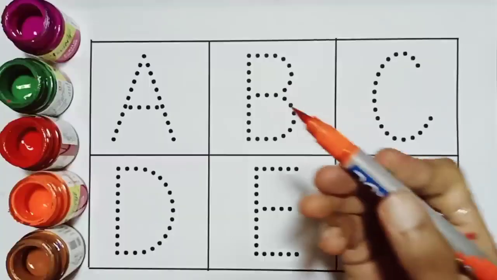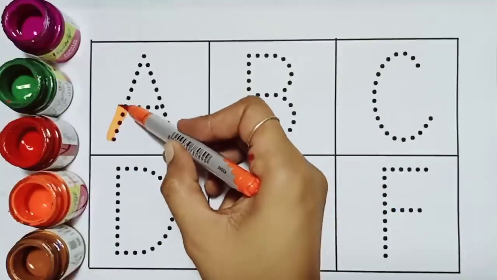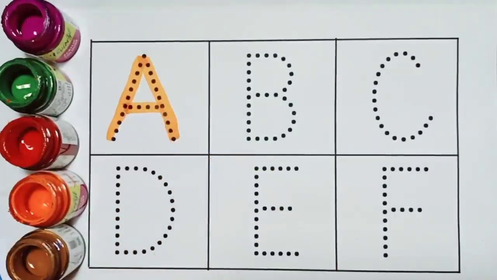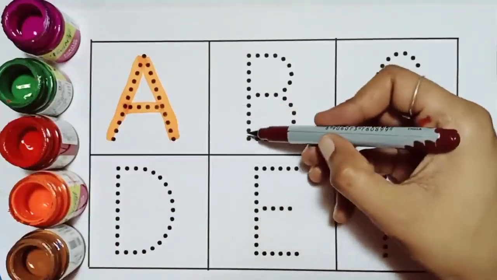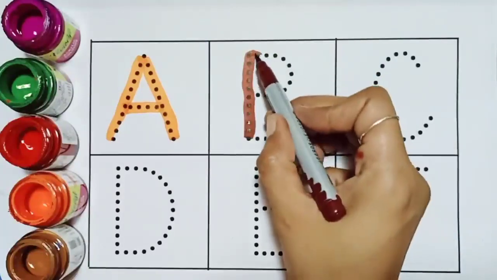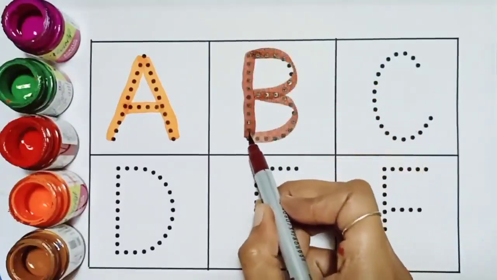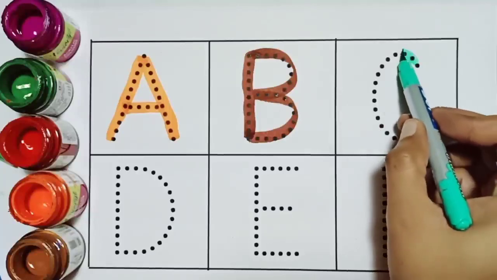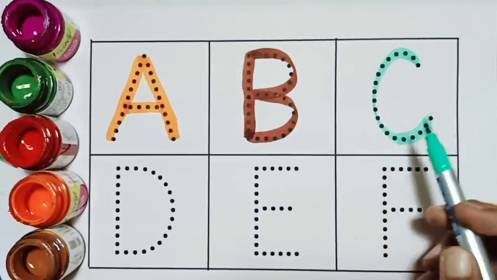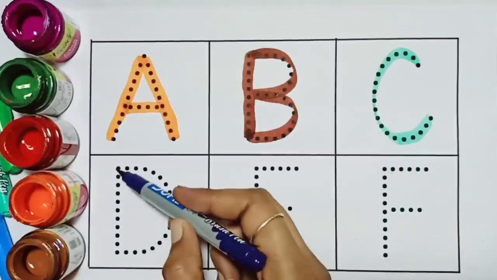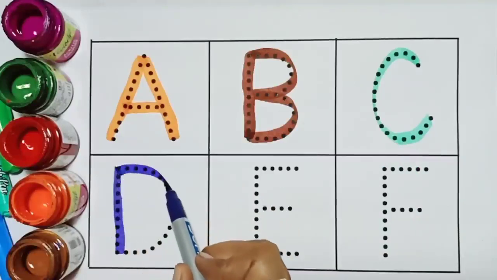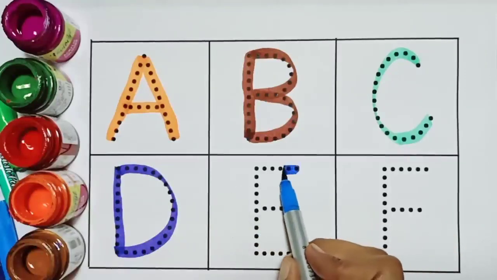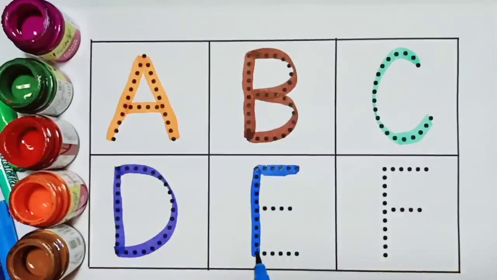Orange color. A for apple. Brown color. B for ball. Green color. C for cat. D for dog. E for elephant.